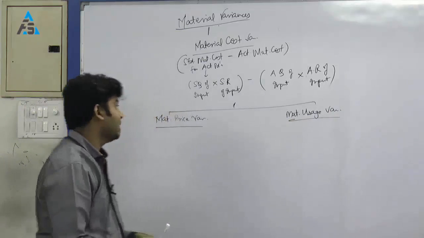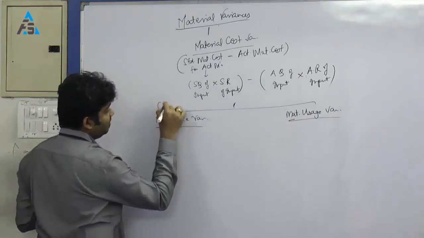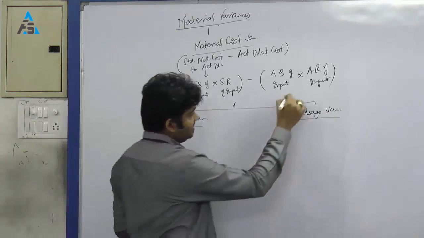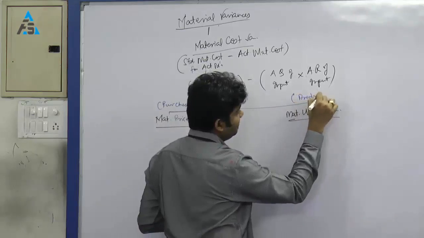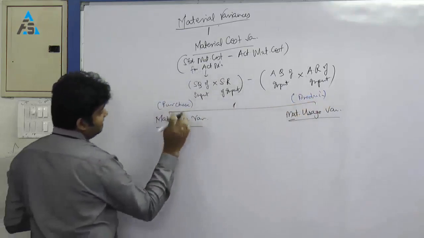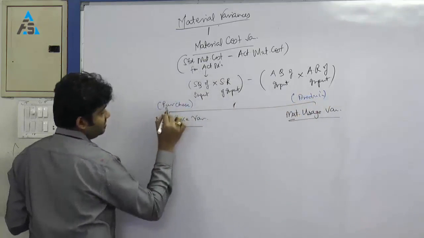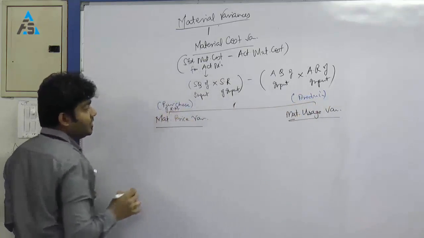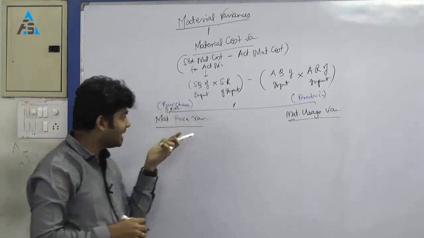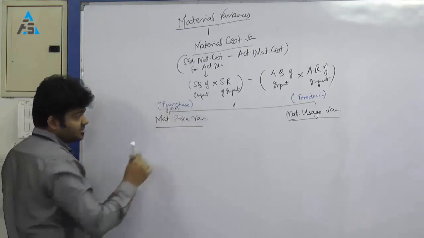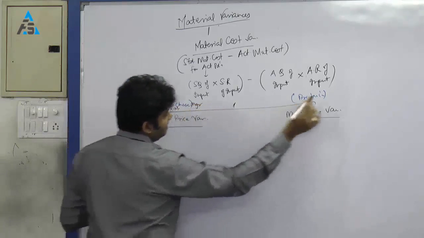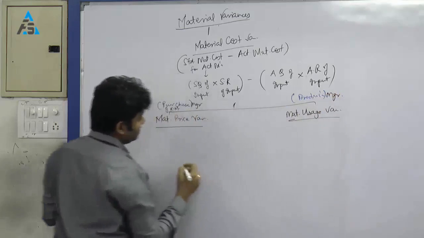Now, for material variances, there are two managers who are responsible. One is called the purchase manager, जिसको अपन hit करेंगे for the material price variances, and the other is my production manager, जिसको अपन hit करेंगे for the material usage variance. Material price variance is for purchase of what? Purchase of raw material. So raw material purchase करने की वजह से जो material price variance आया है, purchase manager is responsible for that. So here purchase manager's responsibility, here production manager का responsibility.